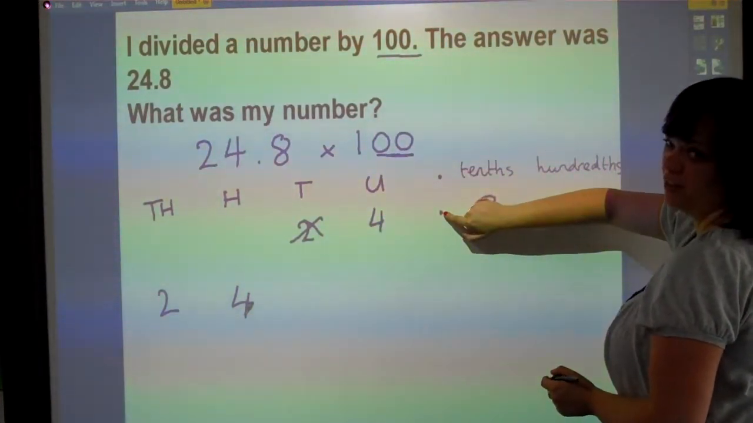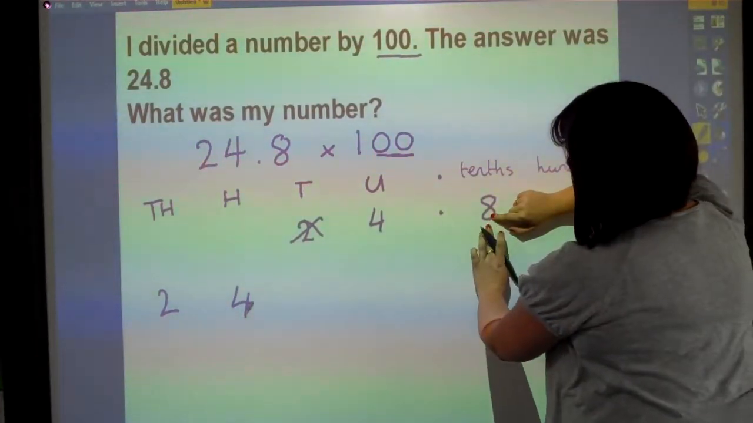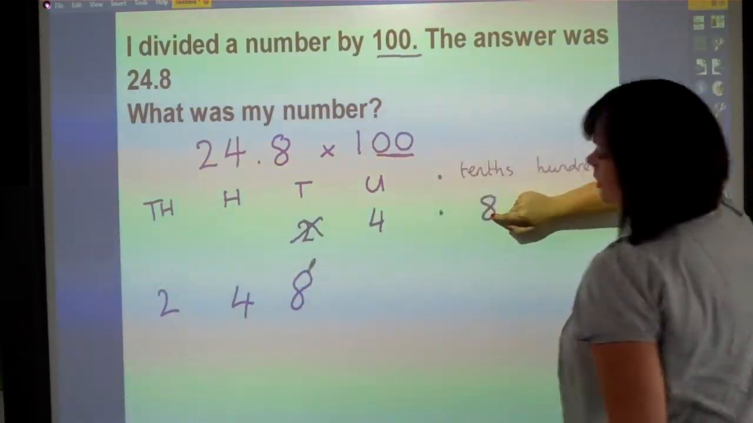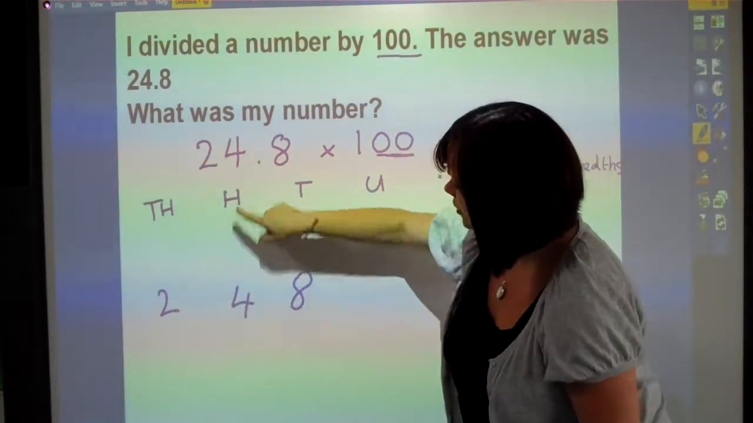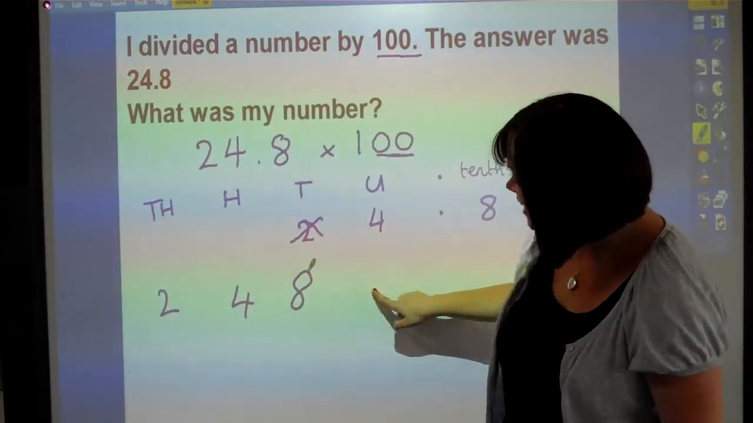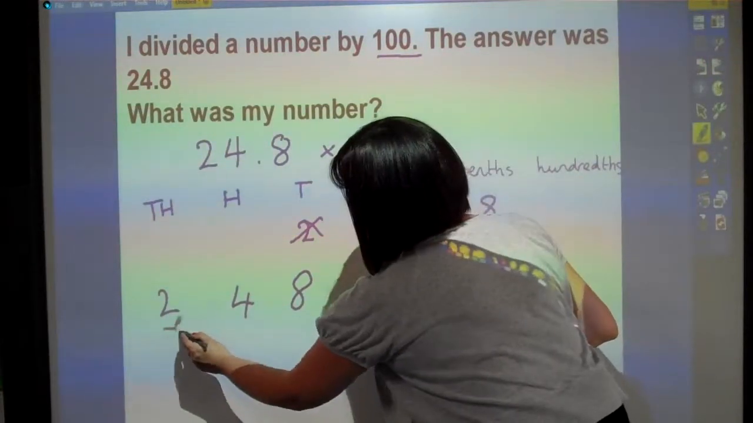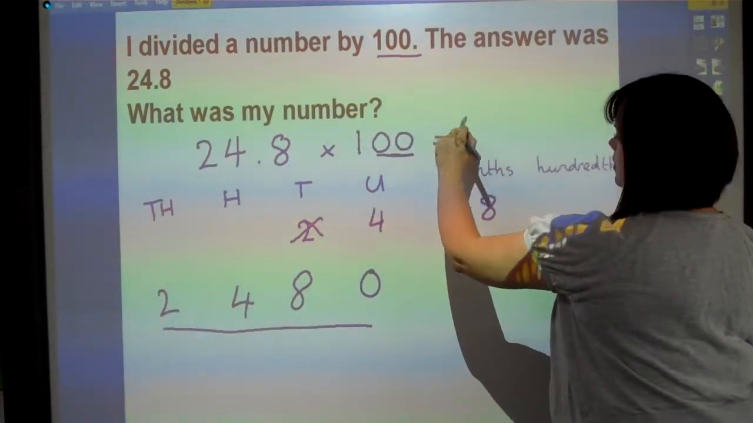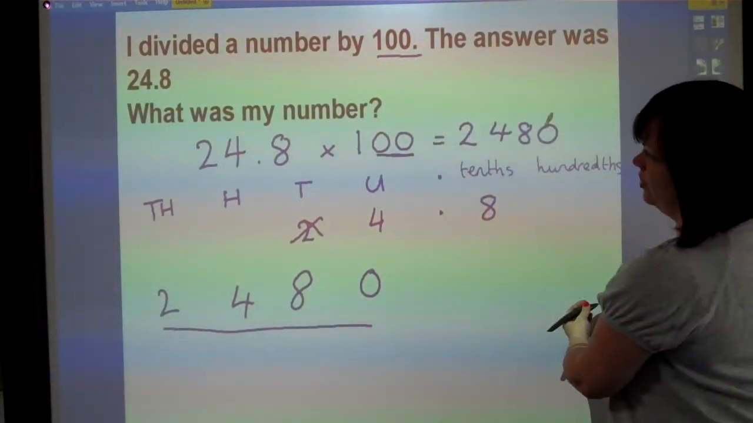We can't push a decimal point, it's lazy, it doesn't move. So we're going straight to the 8. We're moving it 2 places, and that's going to go to the tens column. Does this say 248? No, it says 2,480. So to make 80, we need to put the 0 there. So the answer is 2,480. That's how you times by 100.